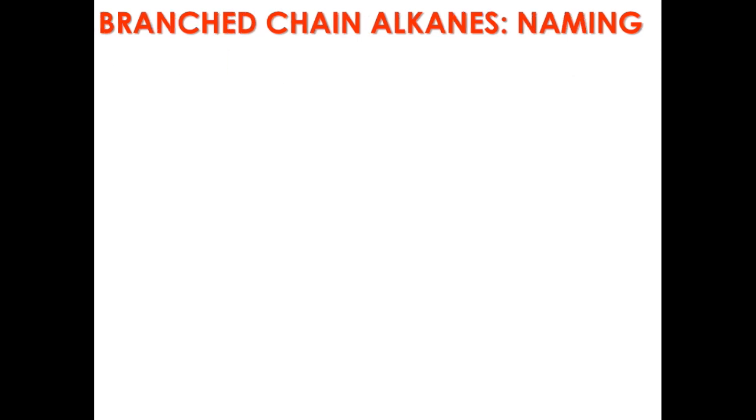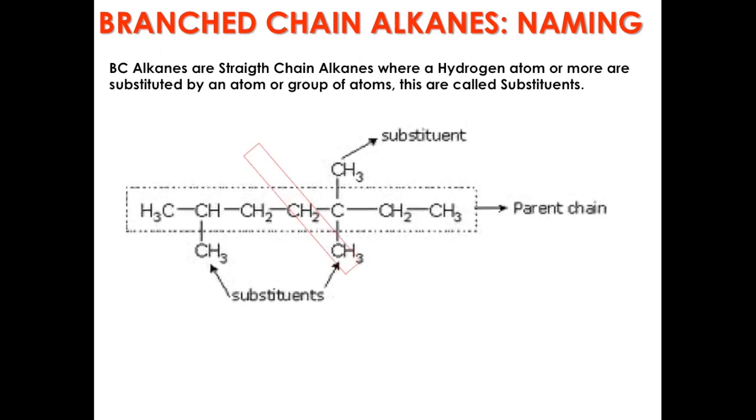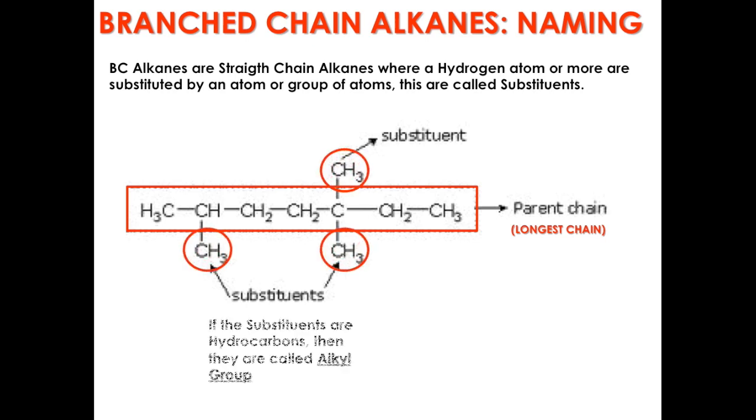Branch chain alkanes. Naming. Branch chain alkanes are straight chain alkanes where one or more hydrogen atoms are substituted by an atom or group of atoms, called substituents. Here we can see that instead of having 3 hydrogens, the long chain has 3 substituents. If the substituents are hydrocarbons, then they're called alkyl groups. In the case of 1 carbon, instead of methane, it is called methyl.